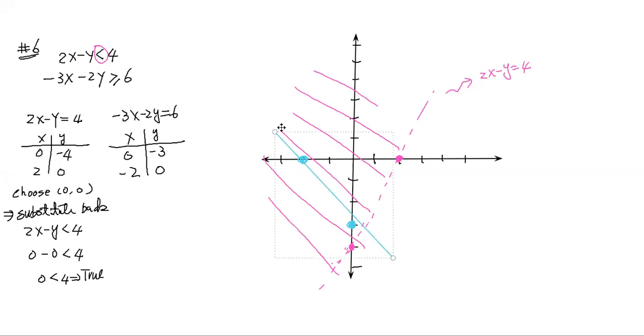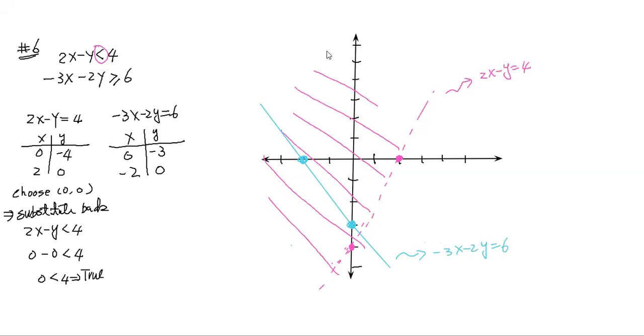This one is not too good. Okay, let's try to draw again. I hope this one gives me a better line. So this is the line, my blue line here, negative 3x minus 2y equal to 6.